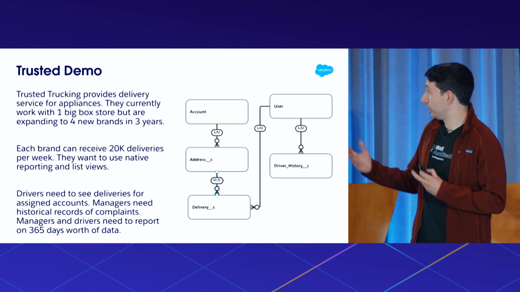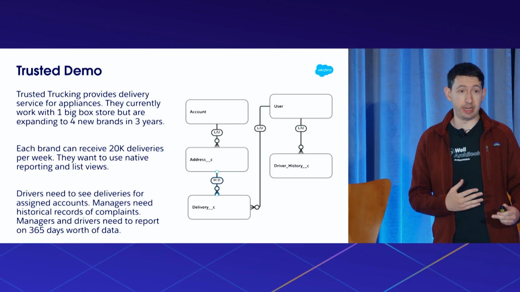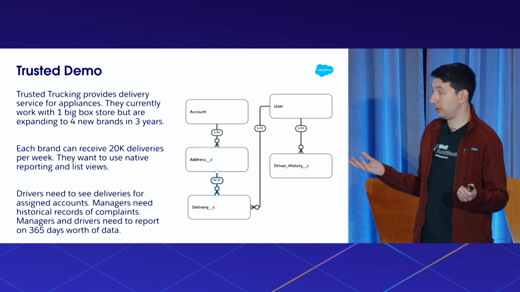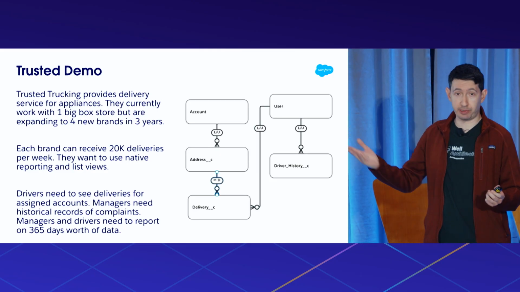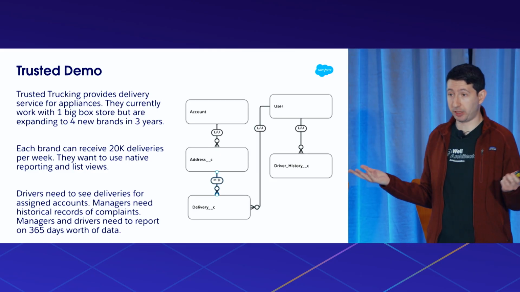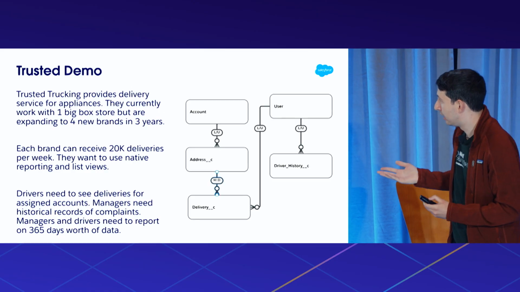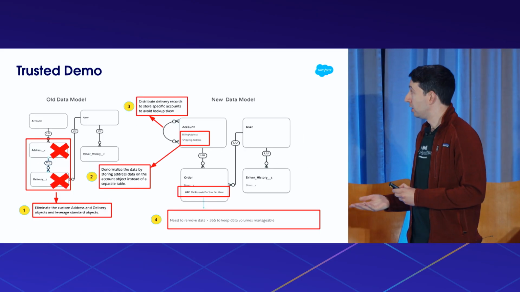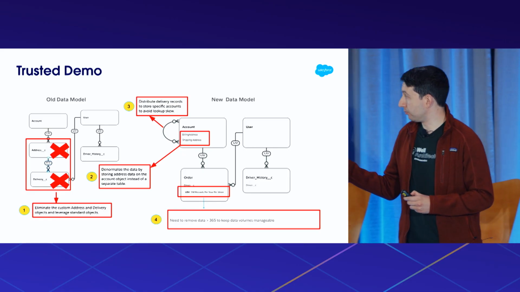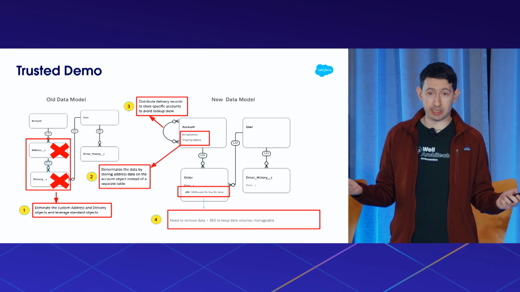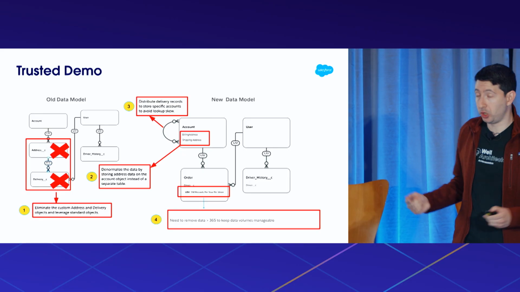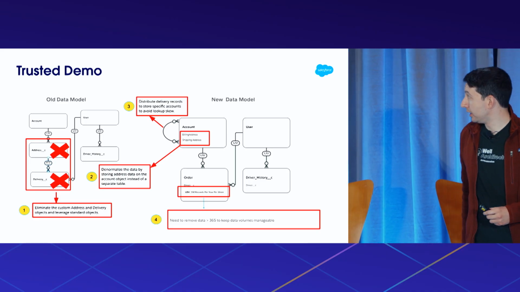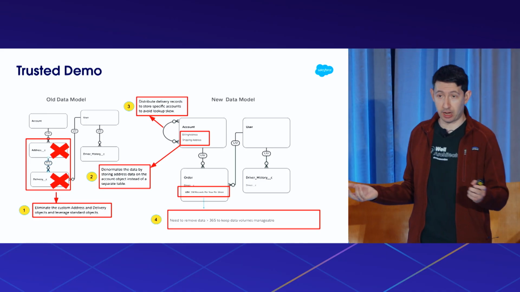Again, different scenarios in different situations could be correct. Maybe instead of driver history, we utilize a custom or a standard object there as well, maybe the case object. I'm going to give you a possible solution here for what we could do. So we talked about this a little bit, right? Maybe we get rid of the custom address object. Maybe we keep it. It's possible we do want it. Maybe we utilize the billing address and shipping address on the standard account object.